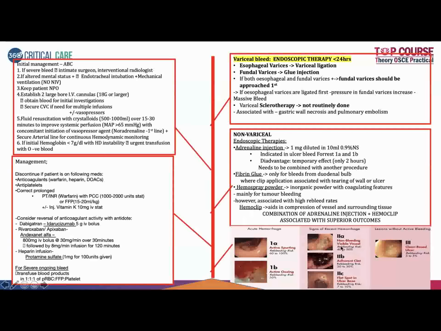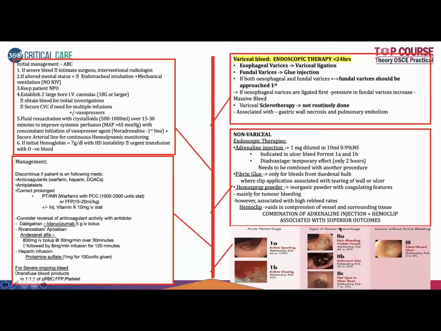So the different grades, this is the Forest classification of the ulcer bleed, wherein 1 is active bleeding, 1A is spurting, 1B is active oozing. Okay, this has a high risk of rebleeding from 60 to 100%.